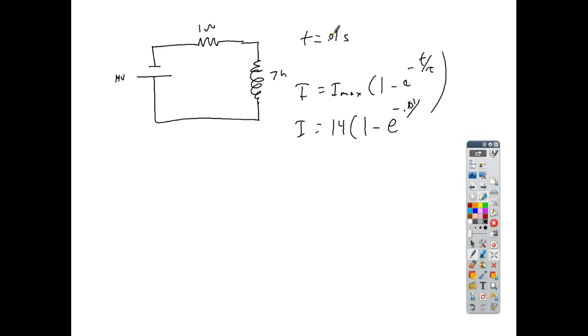And then how do I find my time constant? L over R, which is equal to 7 over 1, which is 7, agreed? I'll put a 7 in here, and then grind it up. 0.1985721. Good. It's at the very beginning, so yeah, it's going to be a small number. What's everybody getting?